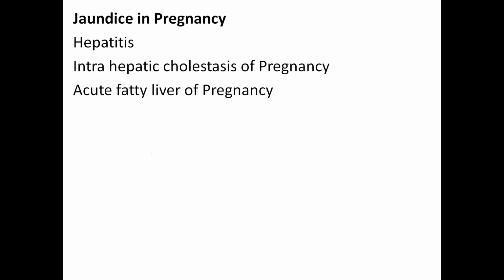Second topic is jaundice in pregnancy. So the most important causes of jaundice in pregnancy are, number one, hepatitis. Number two, intrahepatic cholestasis of pregnancy. Third is acute fatty liver of pregnancy. These are the most important causes.